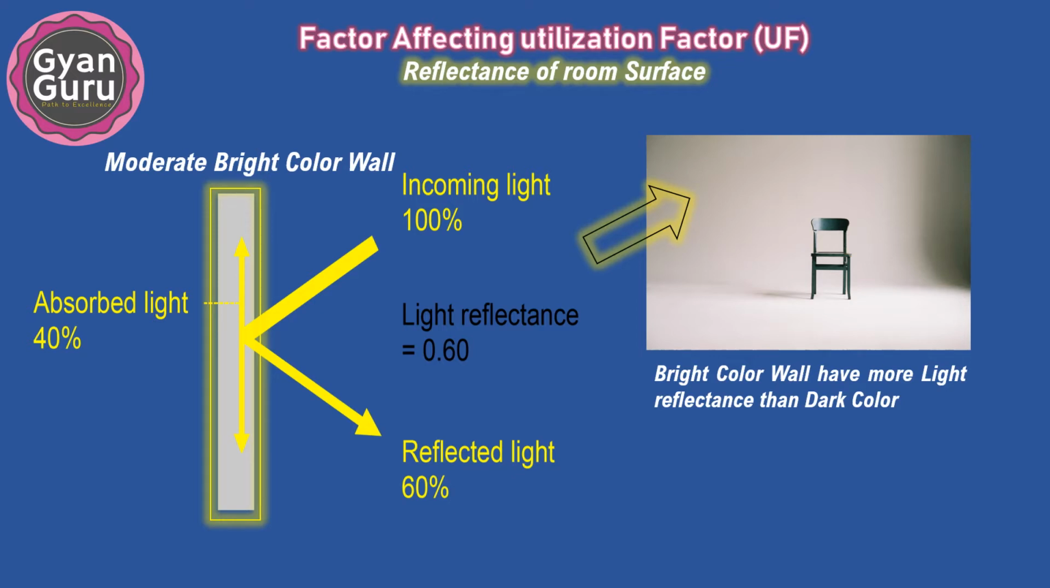When light strikes the wall, some of the light gets absorbed by the wall color and some of the light is reflected back. If we assume that 40% of the light is absorbed by the wall, then 60% of the light is left, which is what we get on our working plane. Hence, the light reflectance factor of the wall is 60%. This is called reflectance from the surface. The higher the reflectance of light, the more the brightness of the room.